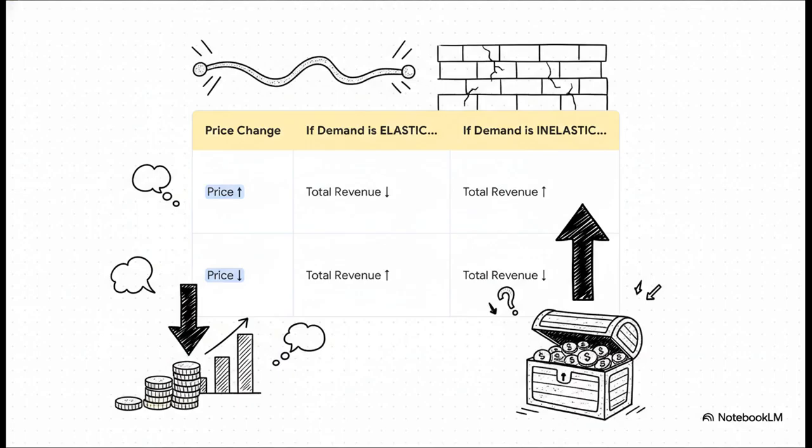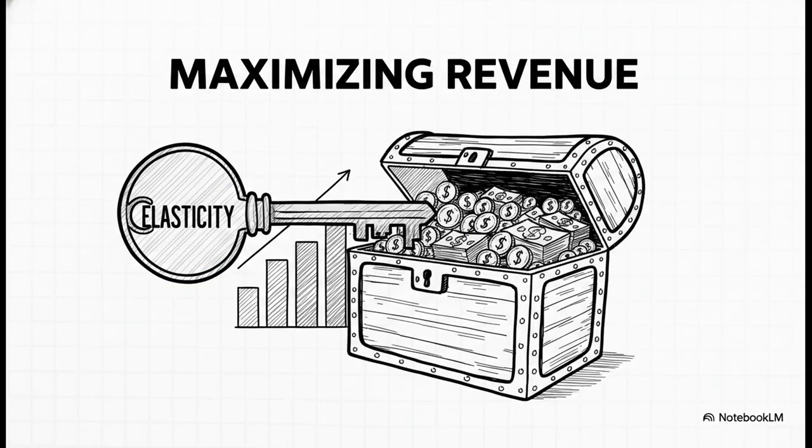Look, if your product has elastic demand, that's the stretchy kind, and you raise your price, your total revenue actually goes down. Why? Because you lose too many customers. But if your demand is inelastic, you can raise the price and your total revenue goes up. It's wild, right? The exact same price change can have the completely opposite effect on your bottom line.